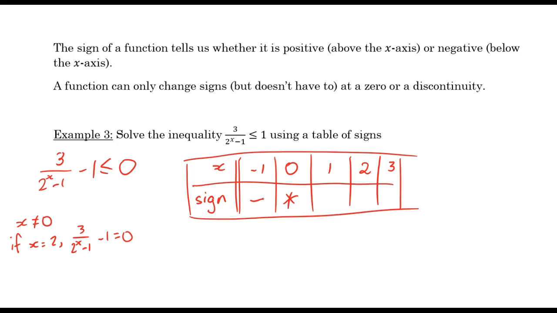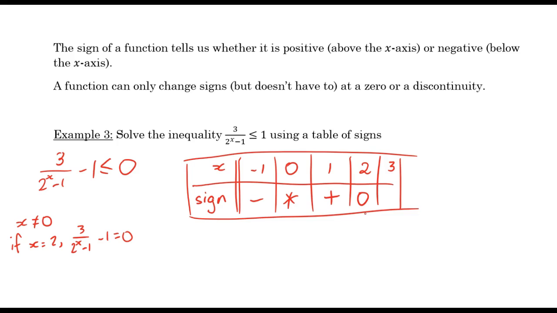Now, let's see what happens when x equals 1. 2 to the 1 is 2, minus 1 is 1. 3 over 1 is positive. Hang on. Oh, I think something's gone wrong. 2 minus 1 is 1. 3 over 1 is 3. 3 minus 1 is 2, which is definitely a positive number. Now, if x equals 2, 2 to the 2 is 4. 4 minus 1 is 3. 3 over 3 is 1. 1 minus 1 is 0. Neither positive nor negative when x equals 2.